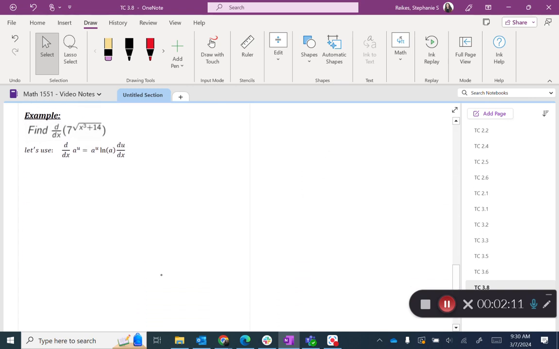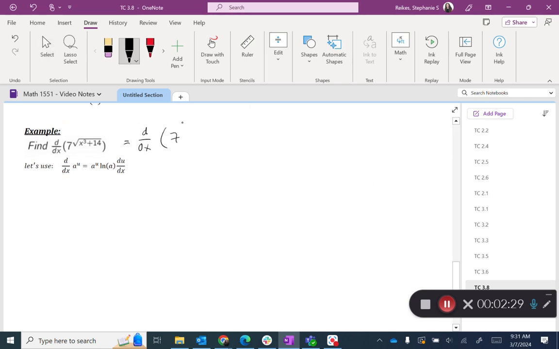So let's find d by dx of 7 raised to the square root of x cubed plus 14. And it might be helpful to do a little rewrite in that exponent position. So it's really 7 raised to the x cubed plus 14 to the 1/2. So that might be useful as we're taking the derivative. All right, so using one of the derivative rules I just mentioned, the derivative of a to the u is equal to a to the u ln a du dx.